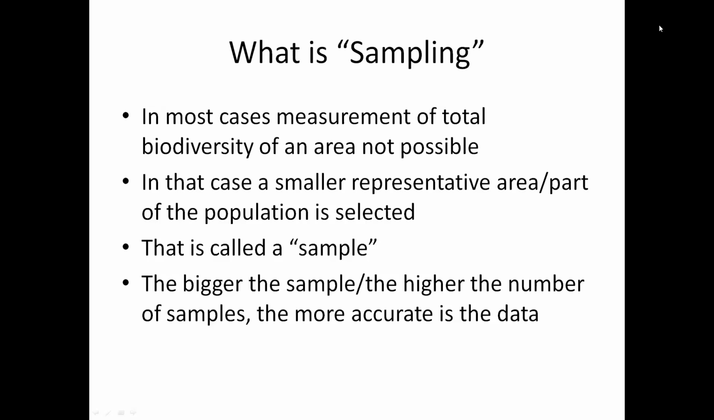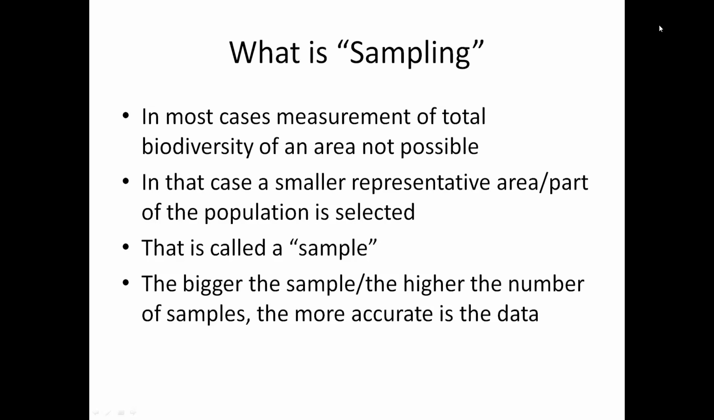Probabilistically it is impossible. I won't ever be able to capture that in a survey. So in most cases, it's a sample. It's a smaller, either a representative area or a representative population that is selected. So we will look at what are these sampling techniques. You choose a smaller area, and you choose a part of the population that you are trying to study. That is called a sample.